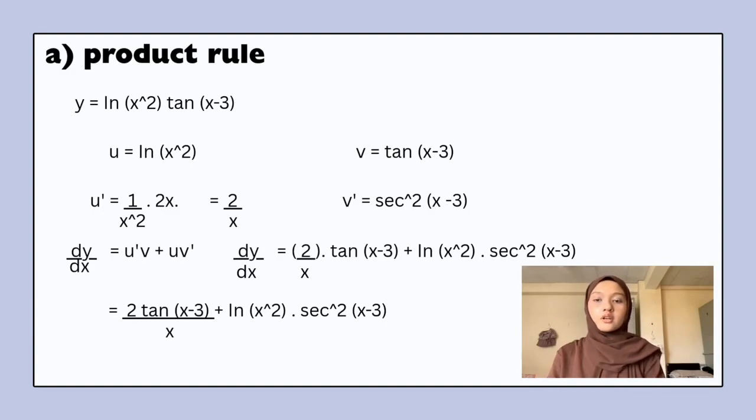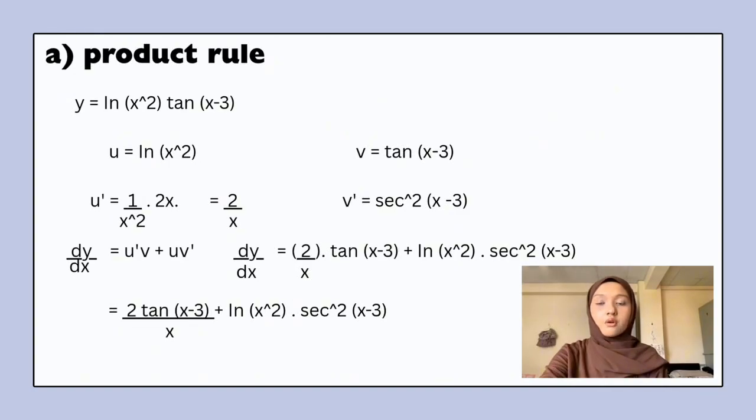The formula for the product rule is u prime v plus u v prime. So the first step is we need to find u prime and v prime. The derivative of natural log is 1 over the inside function. So we use the function inside, then multiply by the derivative of the inside function. So we will get u prime is 2 over x.